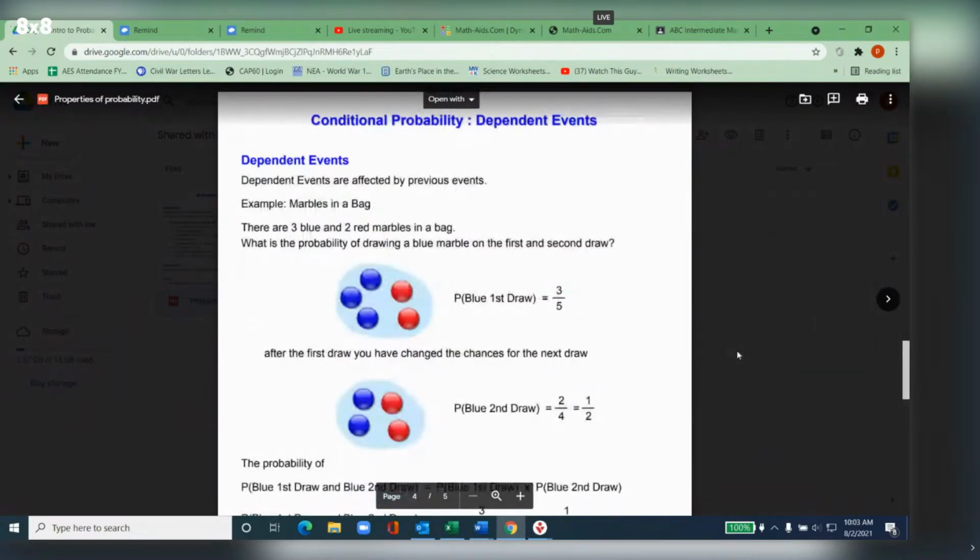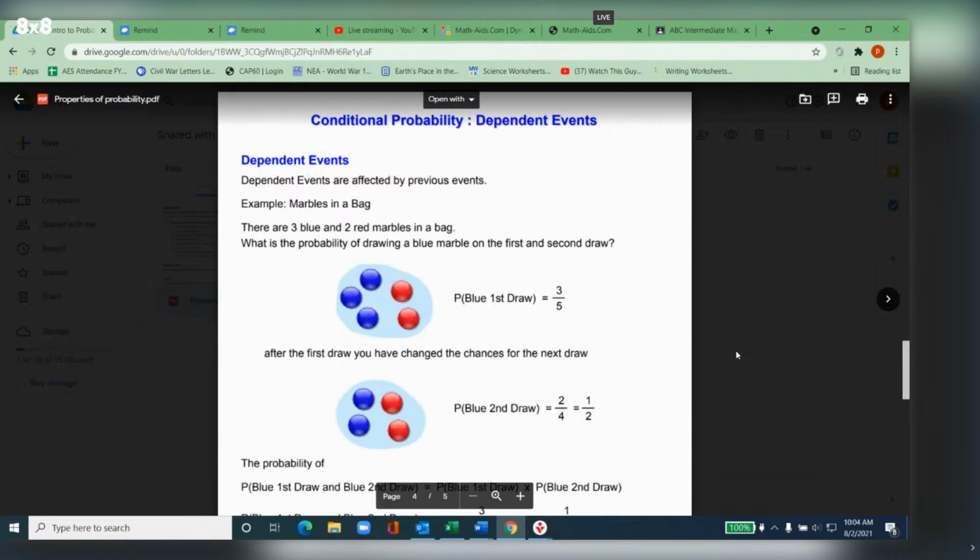But what happens is when you pull that blue marble out, you don't replace it. So then there's only 4 marbles in the bag, and then it becomes a 50% chance that you get a blue marble. It says 2 out of 4 or 1 out of half. So that's dependent because we're taking a marble out of the bag.